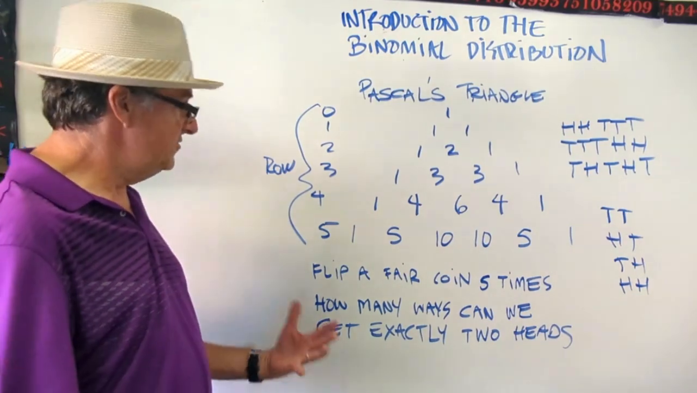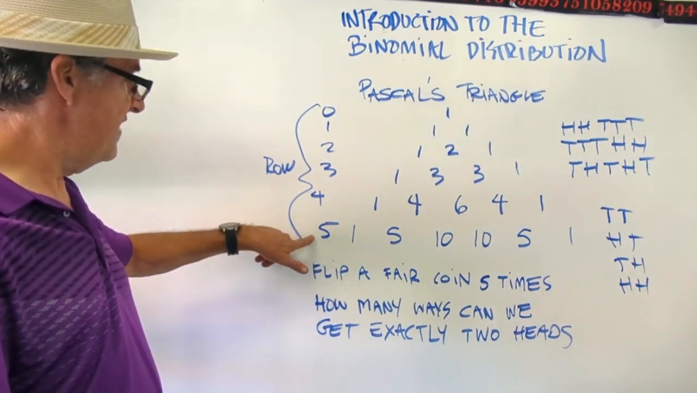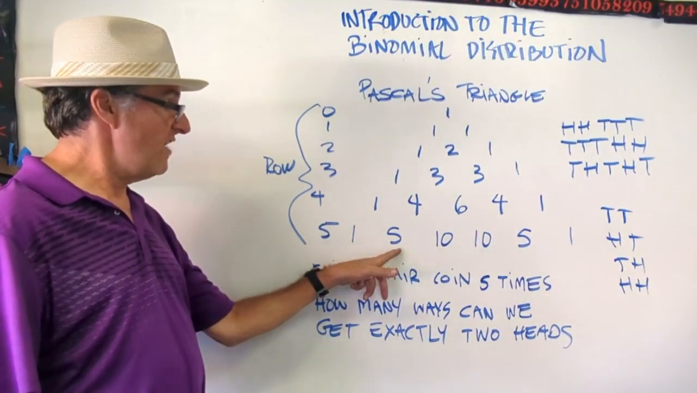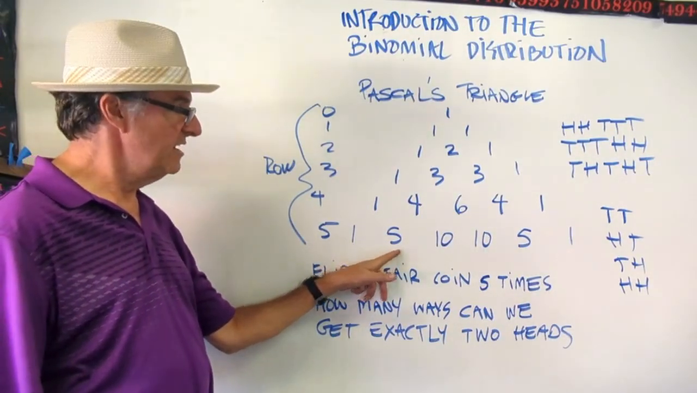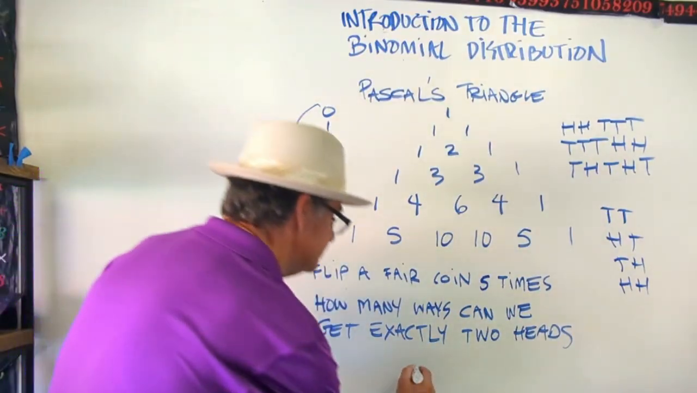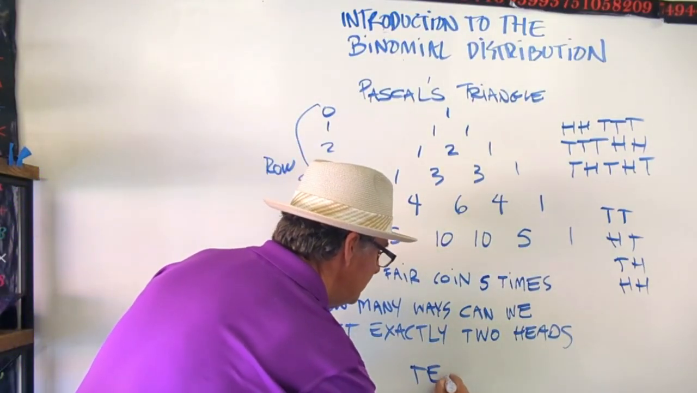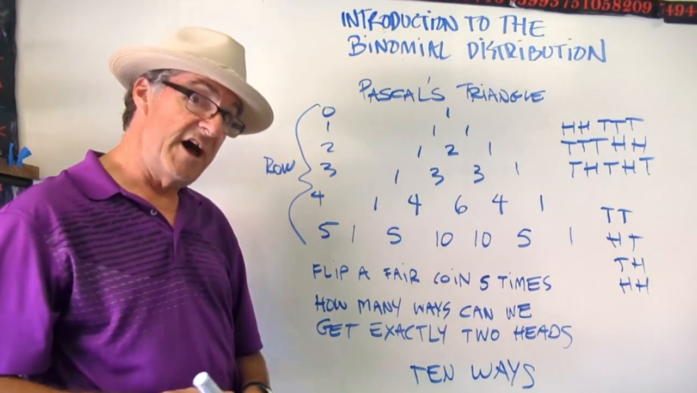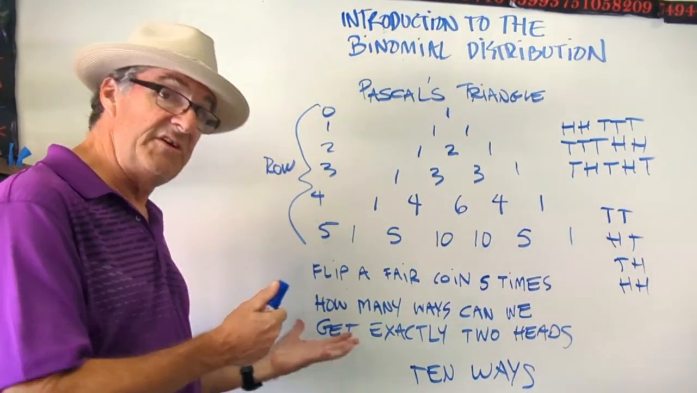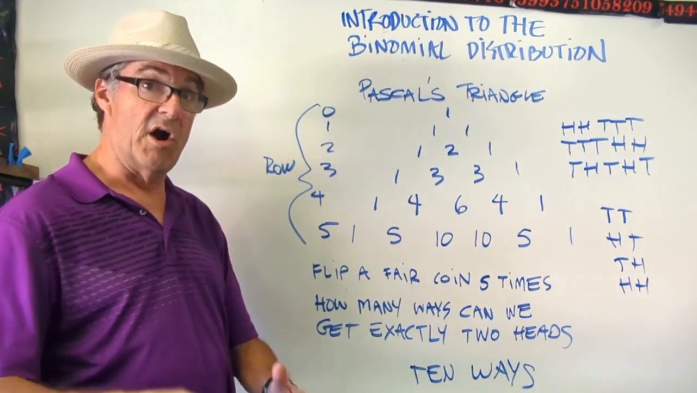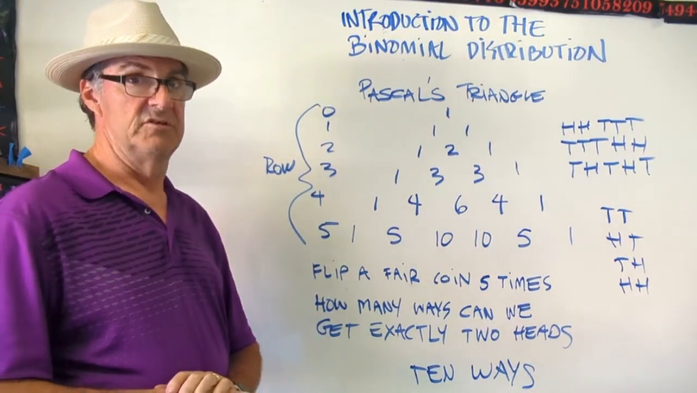Okay, if you did it this way, 5 flips, 1 way to get no heads, 5 ways to get 1 head, and 10 ways to get exactly 2 heads. So there's 10 ways. Now, you're not yet at calculating the probability of getting exactly 2 heads, but this is an important step, and it's part of the formula that we're going to use.